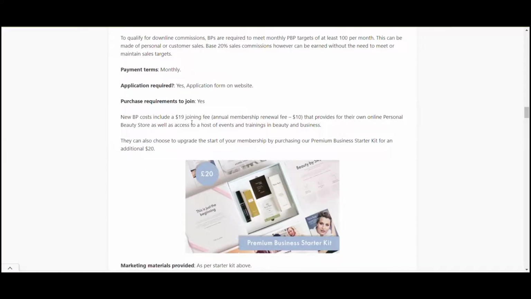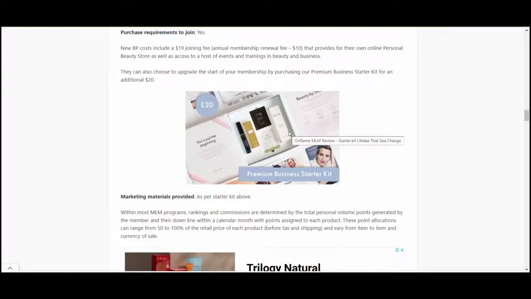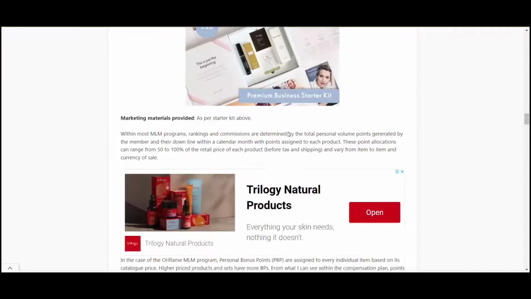There's a $19 joining fee and a renewal fee of $10. That gives you access to your own personalized website, or they call it a personal beauty store. And if you get a business starter kit for an additional $20, you get a few little products and the like there as well. There's no mandatory purchasing. Although if you did want to sell this via kiosks and stuff like that, you purchase at your 20% discount, then sell it for whatever you like. You make the money on top of that from there, obviously.